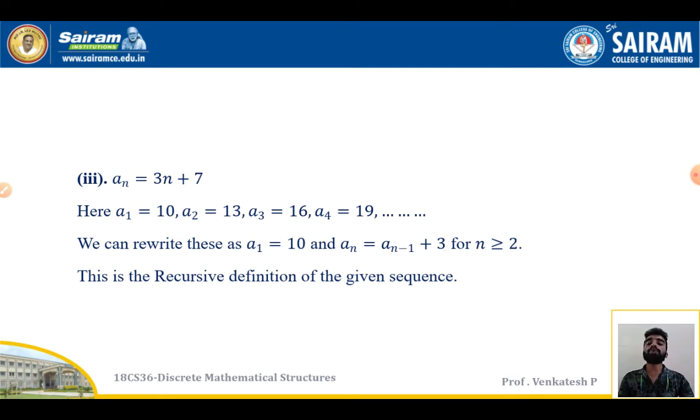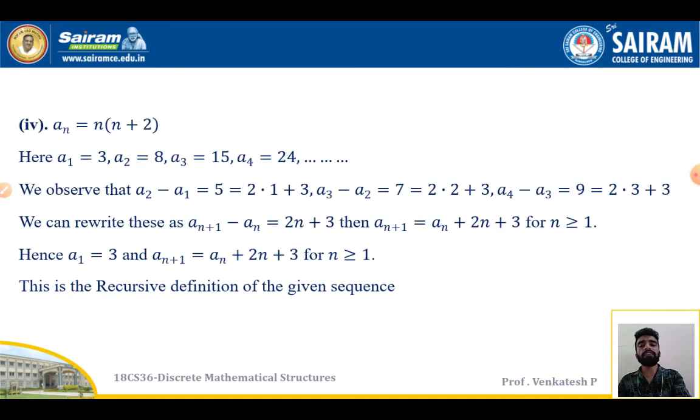One more, an is equal to 3n plus 7. So first let me expand this for n is equal to 1, 2, 3. a1 is equal to 10, a2 is equal to 13, a3 is 16, a4 is 19. The difference between each term is 3, right? So I can make the equation like an is equal to an minus 1 plus 3. So we can read this as first term, we have to keep as it is, a1 is equal to 10, and an will be equal to an minus 1 plus 3 for n is greater than or equal to 2. So this will be the recursive definition for the given sequence an is equal to 3n plus 7.